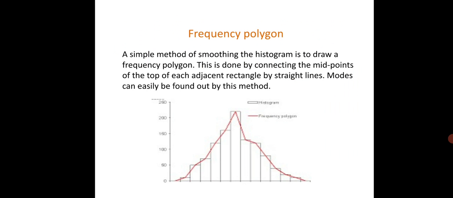Next we'll come to the frequency polygon. It's a simple method of smoothing the histogram, and it is done by drawing a frequency polygon. This is done by connecting the midpoints of the tops of each adjacent rectangle by straight lines. The mode can easily be found out by this method. This is the important aspect here.